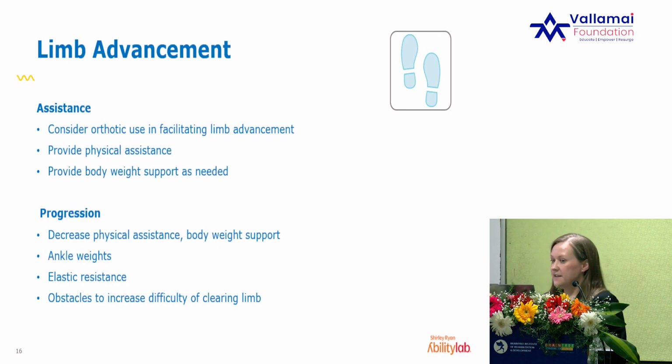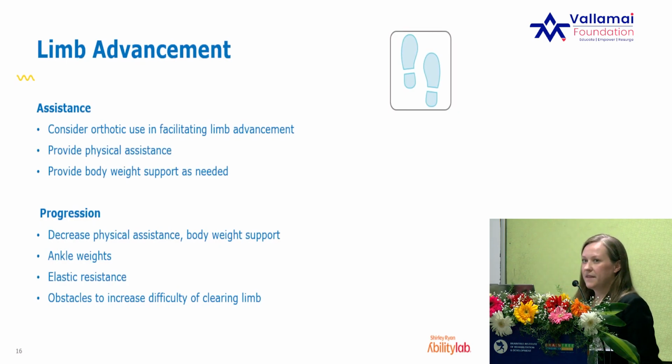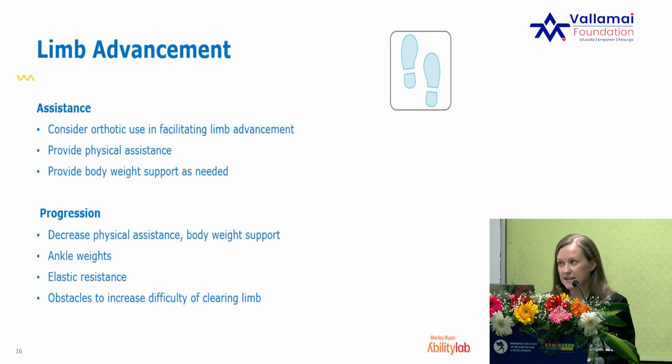So limb advancement is the ability to clear and swing the leg forward when taking a step. When this is impaired, you can initially support this movement through the use of orthotics, hands-on assistance to help with the swing phase, or you could add body weight support, and this is going to reduce the amount that the patient is going to have to use their muscular strength to get their leg forward.